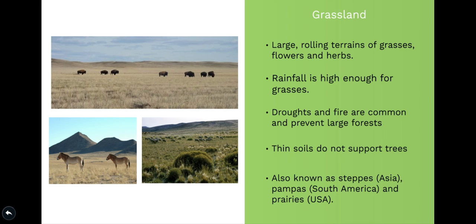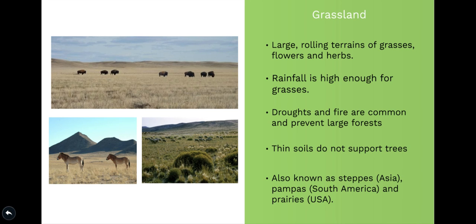And we find them in three places. You might not necessarily be familiar with grasslands in this particular form, but we find them in the steppes, and this is in Asia, so around Mongolia. In South America, they're known as the pampas. And in the USA, where you probably will have heard of them, they're known as the prairies. It's where we find bison and things like that.